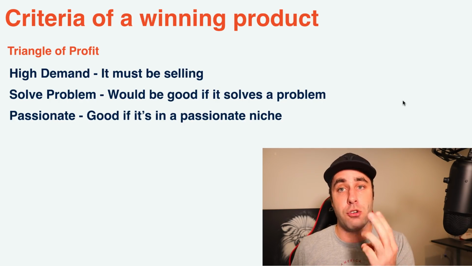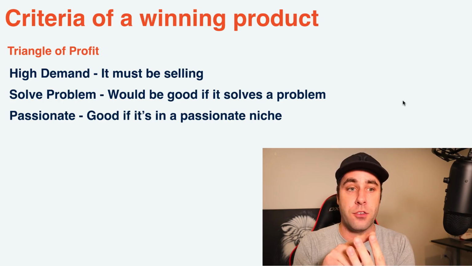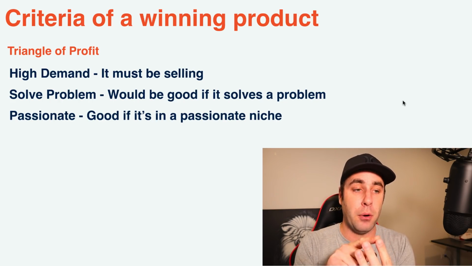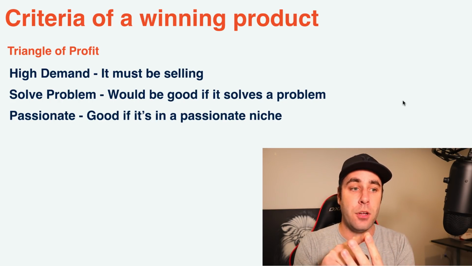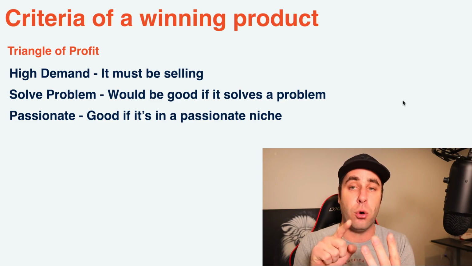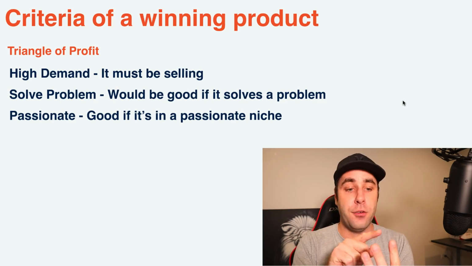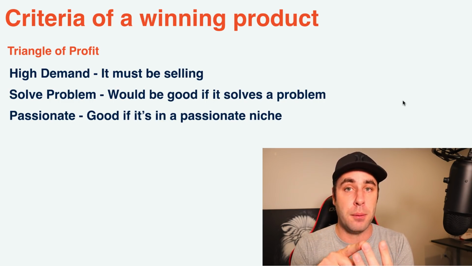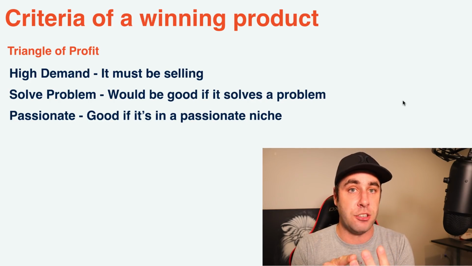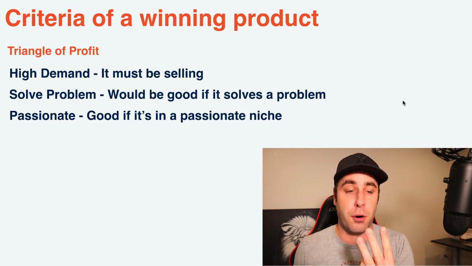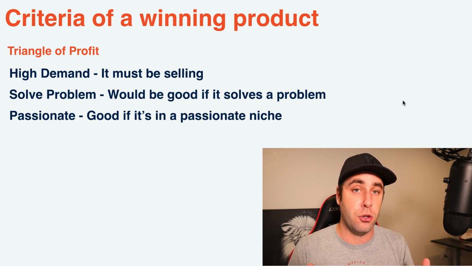The reason I call it the Triangle of Profits is because it's 3 points. You don't have to line up all 3 points, but I like to line up high demand with at least a problem-solving product or a product in a passionate niche. It doesn't have to be a problem-solving product. But if you can line all 3 of them up, a product that's high demand, is a problem-solving product, and is in a passionate niche, it can be very lucrative for you. So that's why I call it the Triangle of Profits. Keep that in mind when you are looking online for products to put on your dropshipping store.